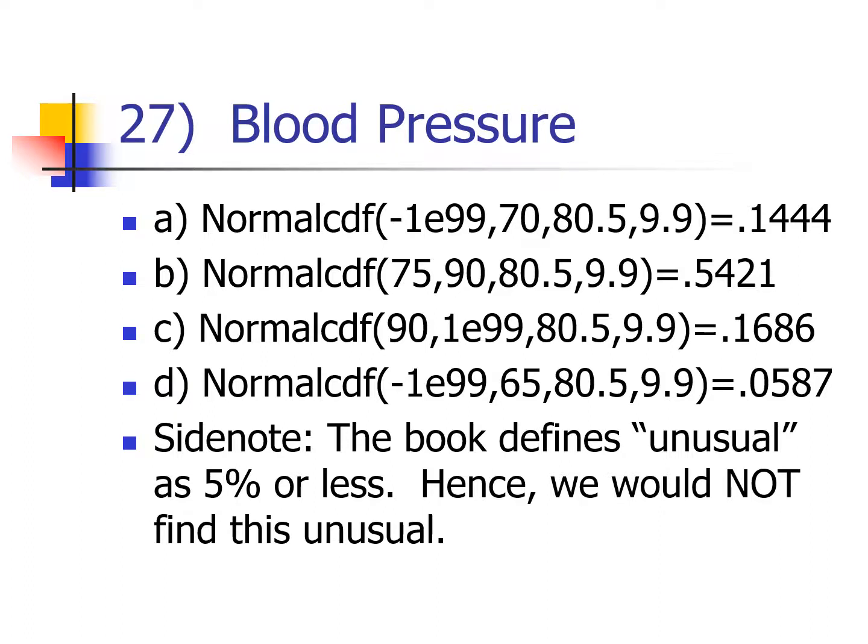Now, notice for part D, the book actually asks the question, is it unusual for a woman to have blood pressure lower than 65? The book asks a lot of questions like that. Is it unusual? Their definition of unusual is 5% or less. That probability is a little bit more than 5%. So we would say that it's not unusual, although it's pretty darn close to what our book would call unusual.